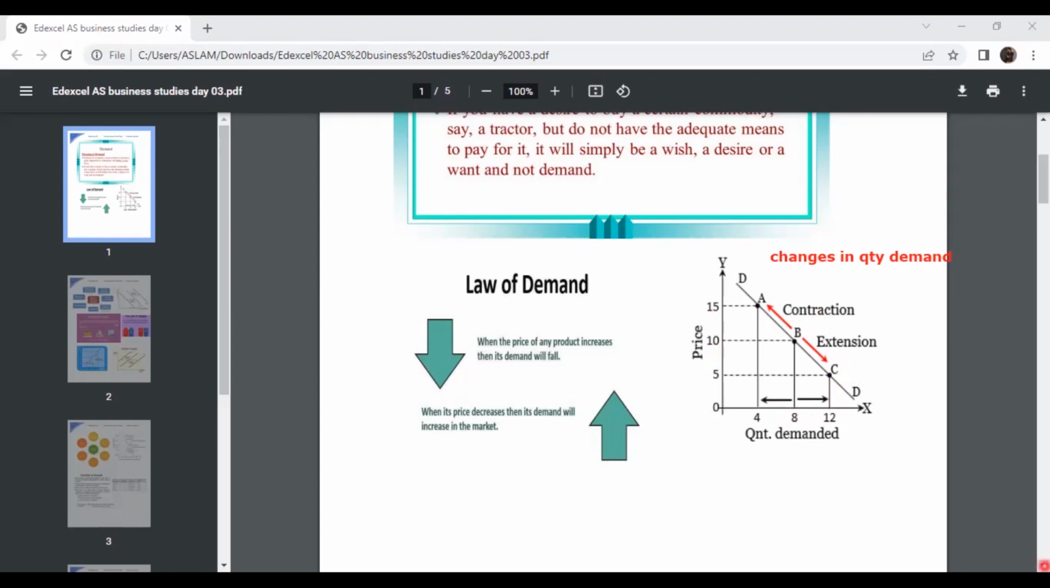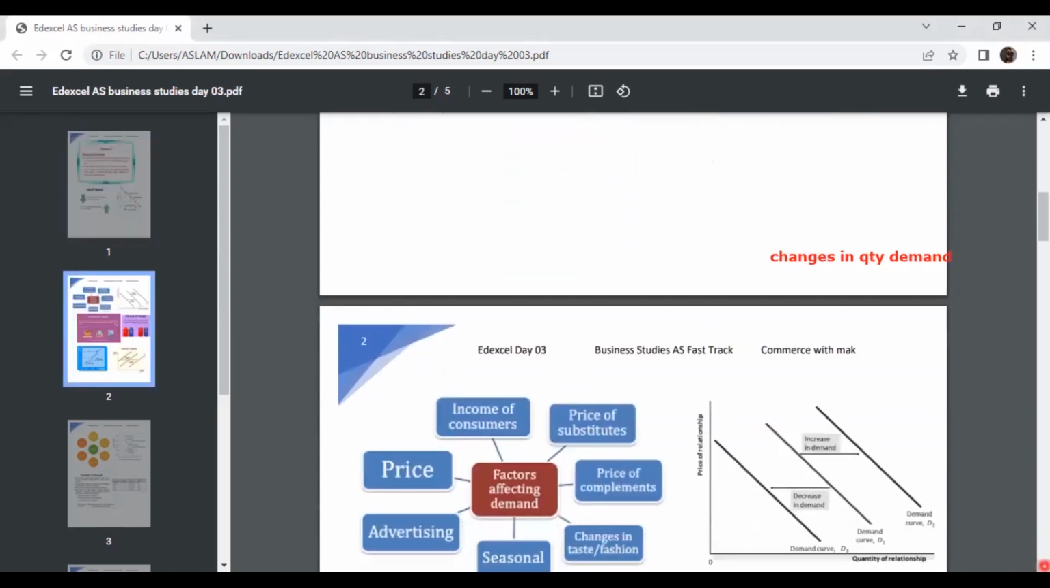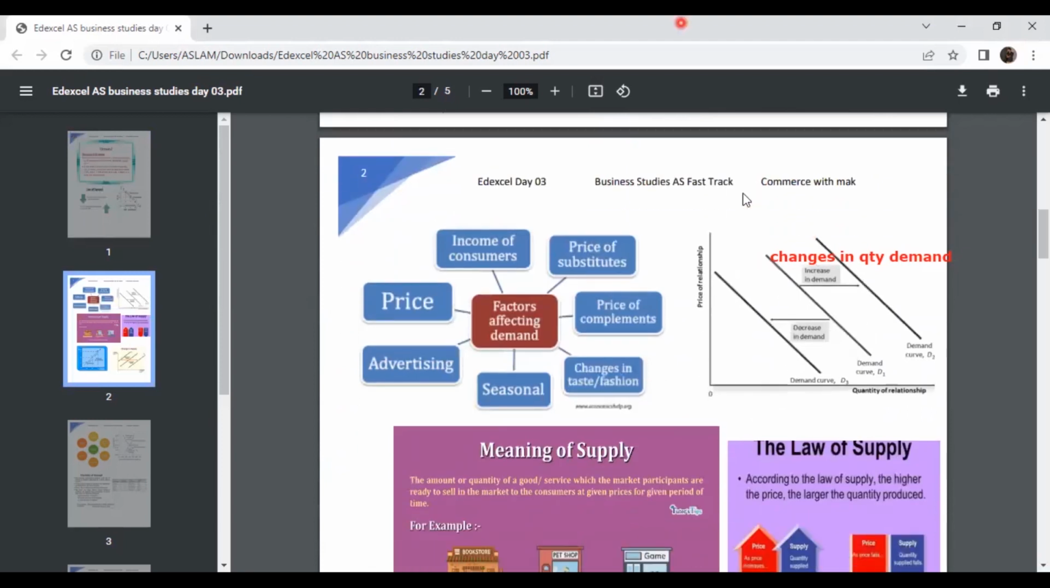Then we have another chart to represent. I'm going fast because you already know these things. We learned this so many times. This chart is known as changes in demand, not changes in quantity demand. Now the actual thing, people don't know the difference between changes in demand and changes in quantity demand. Changes in demand happens if there are certain factors which are not in control of price. Changes in quantity demand happen only because of price change.